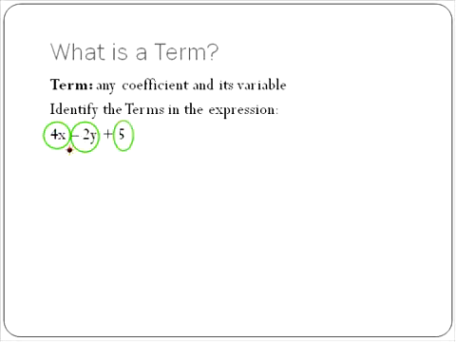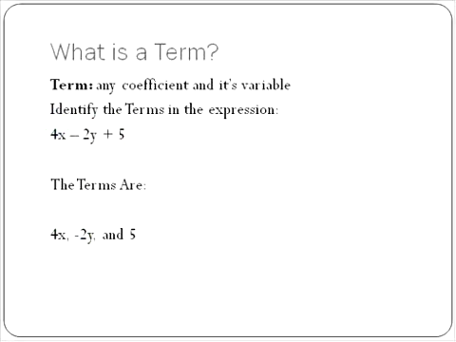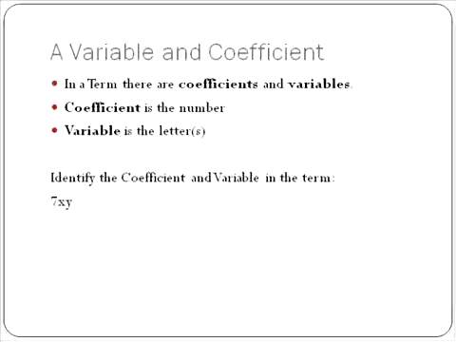Remember to notice here that when there's a negative number, that's included in the term. So our terms are 4x, negative 2y, and 5. Those are the three terms inside of this expression. Now let's talk about the other vocabulary that I mentioned. I mentioned the words coefficient and variable.